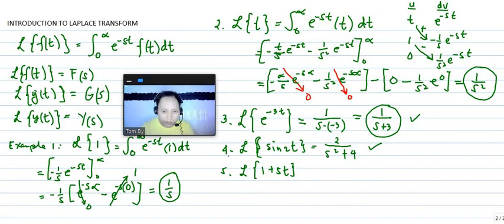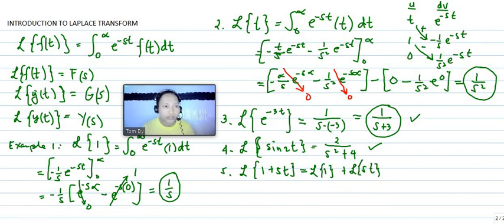So we have the Laplace transform of 1 plus the Laplace transform of 5t. If we have here Laplace transform of 5t, we usually write this part as 5 times the Laplace transform of t. If you have a number before your variable, then we will write first 5 times the Laplace transform of t.